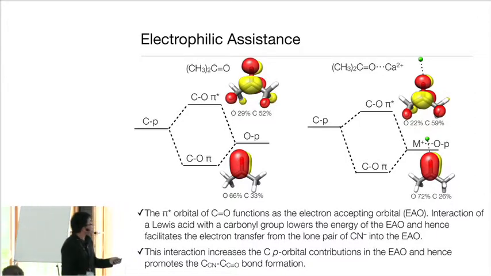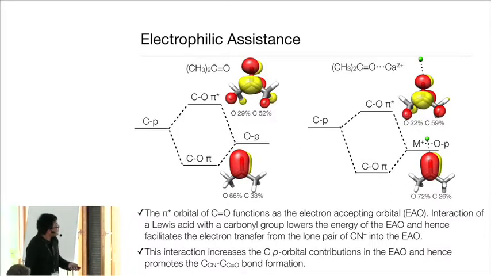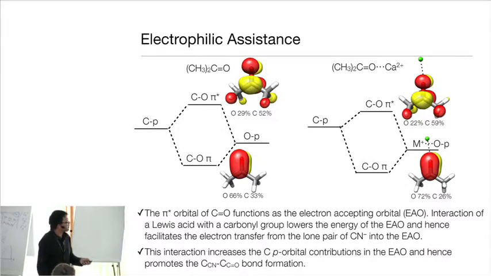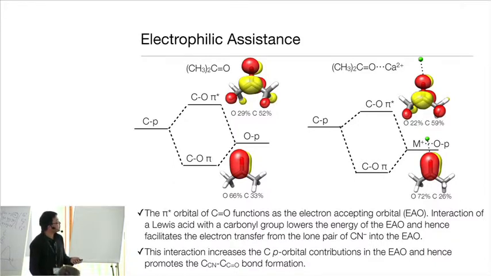Once you add the Lewis acid here, you lower the energy of this p orbital, and then your bonding pi orbital gets more oxygen character, and your antibonding orbital gets more carbon character. This is favorable for bonding, right? You want to form the bond between this carbon and the cyanide.